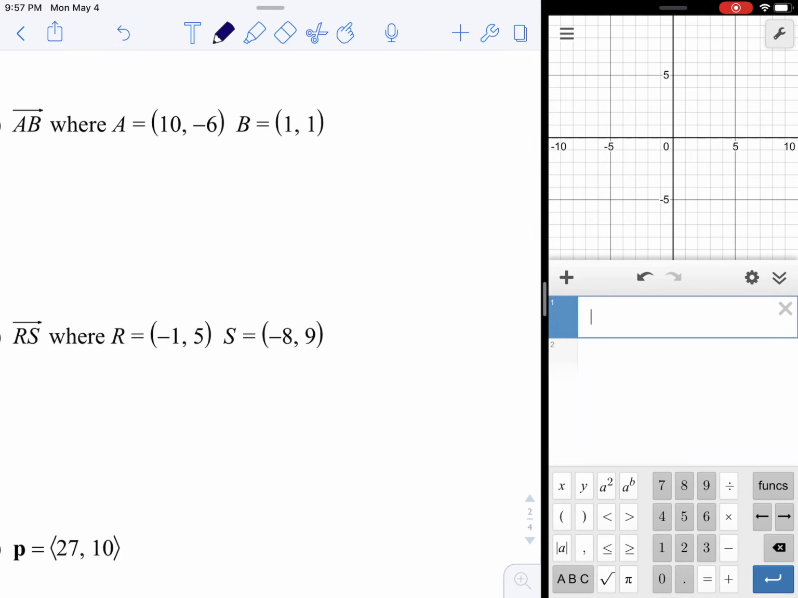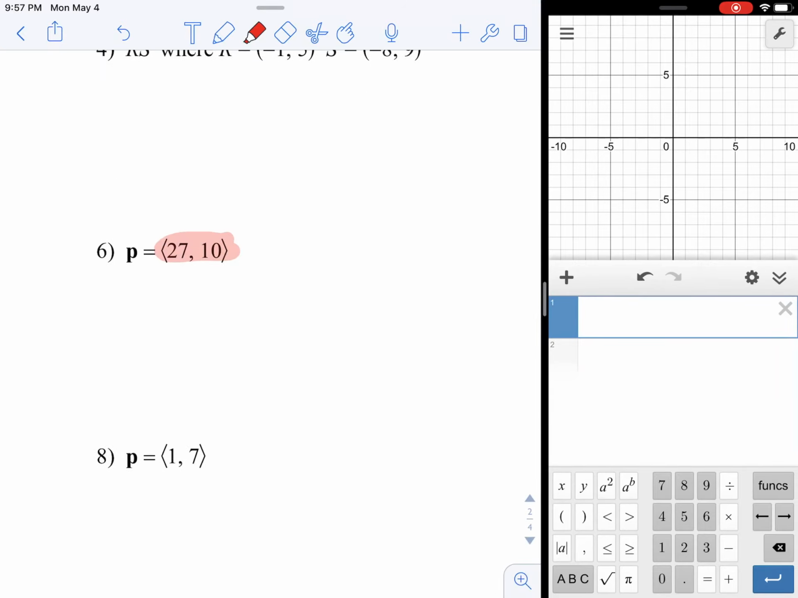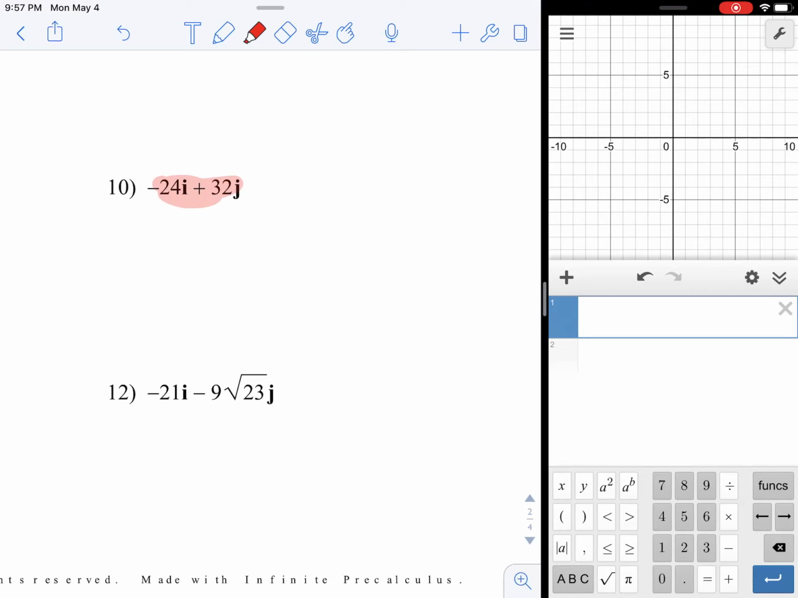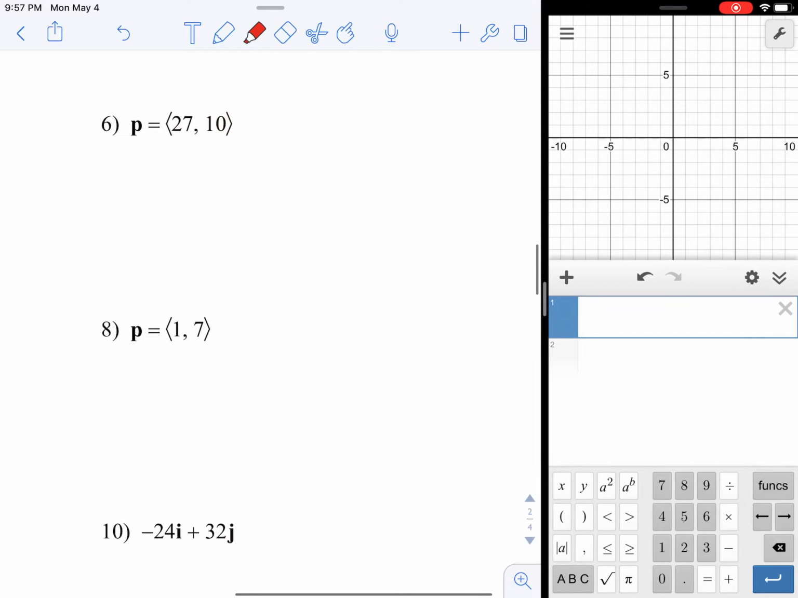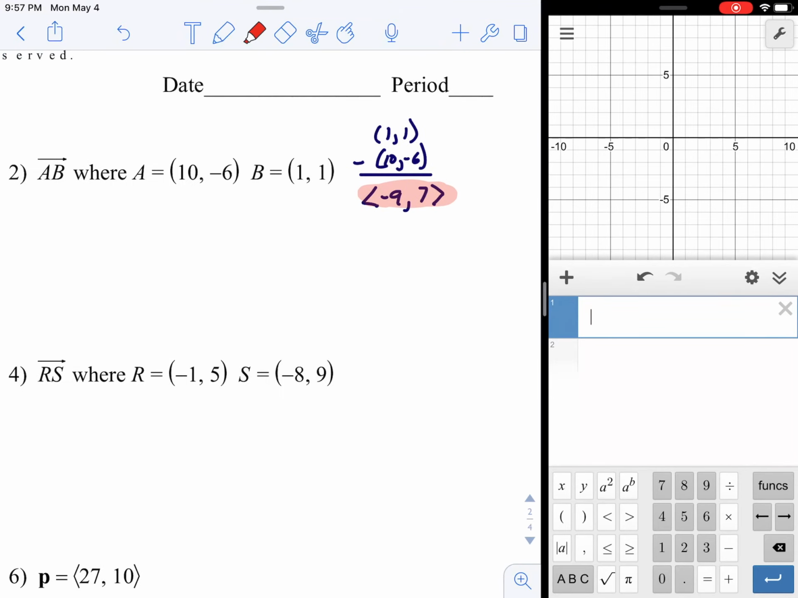But the first thing we're going to do is convert it to a component vector. If you recall, you start with the end point minus the beginning point, or initial point. So when you do this, 1 minus 10 is negative 9. 1 minus negative 6 is positive 7. And I put those funky brackets on it. Now that I've converted it to this, everything from this point on is going to be the same when we get down here. And remember that these are essentially the same thing too. The reason problems 2 and 4 are more work is because you have to do this step first.